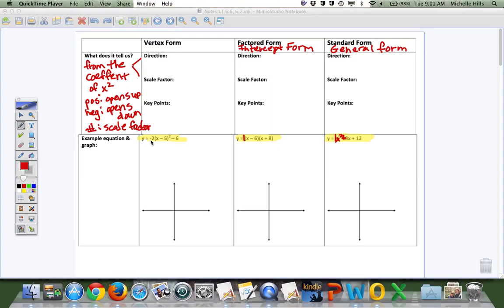Here, the coefficient of the x squared is -2, so this one opens down when I graph that parabola. +1 is positive, so this one opens up, and +1 again, so it opens up. The first thing I do is look at the sign of the coefficient of the x squared term to see if the parabola opens up or down. Now the scale factor is the number without the positive or negative on it: the 2, the 1, and the 1.